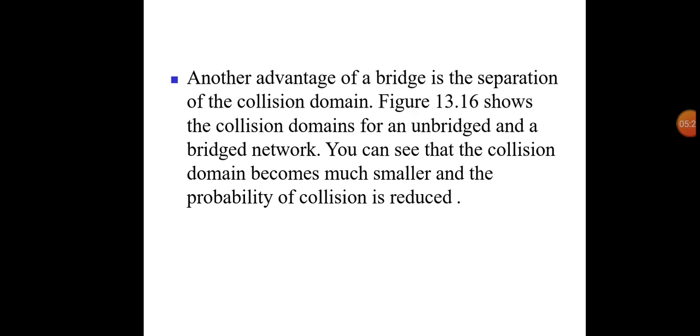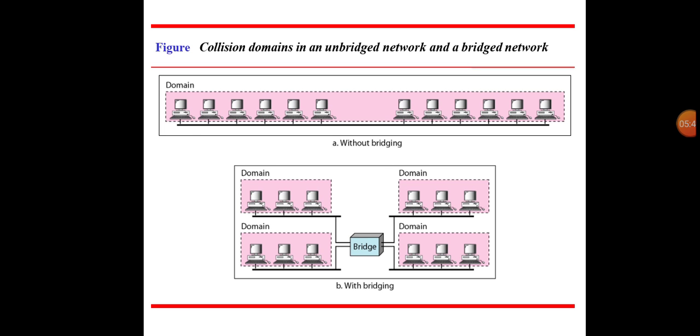Another advantage of a bridge is the separation of collision domains. Figure 13.16 shows the collision domains for an unbridged and a bridged network. You can see that the collision domain becomes much smaller and the probability of a collision is reduced. These are the collision domains in an unbridged network and a bridged network. This one is without bridging and this one is with bridging. Here we are using 4 domains.